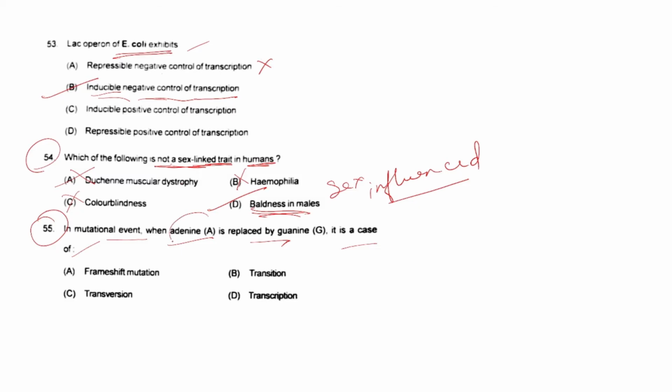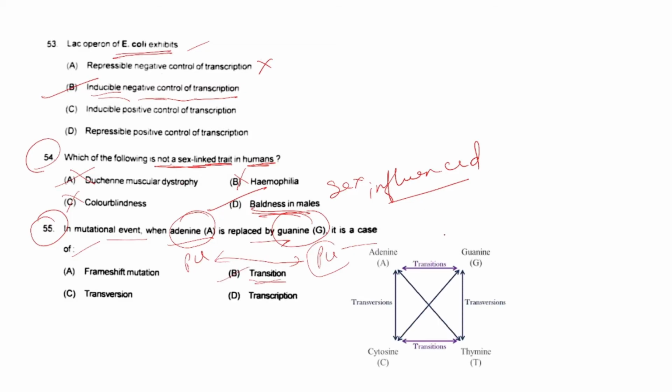Adenine is a purine. It is replaced by what? Guanine. Guanine is also a purine. So when a purine is replaced by a purine, this type of mutation is called transition mutation. Remember this diagram, students. When an adenine or a purine is replaced by a purine, we call it transition. When a pyrimidine, that is, see this cytosine, is replaced by another pyrimidine, this is also a transition mutation.